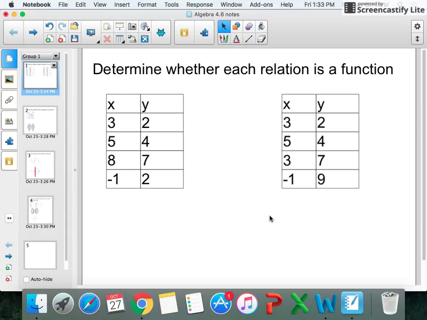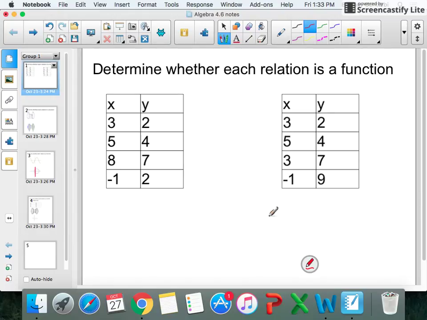So yesterday we learned how to determine if a relation is a function. Today we're going to look at it in three different forms: in a table, in a mapping, and on a graph, to determine if something is a function. For the first two examples, we're going to look at our tables.